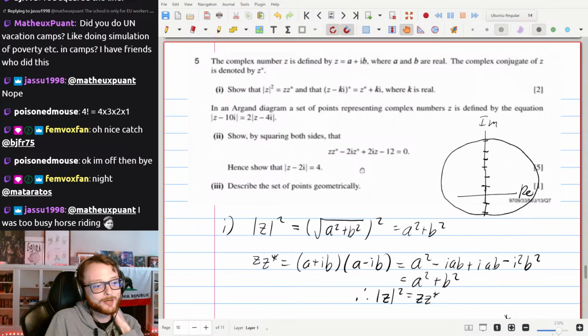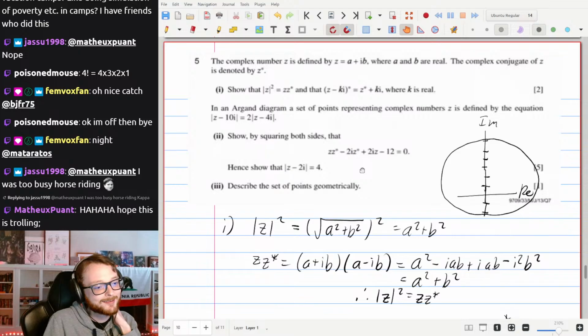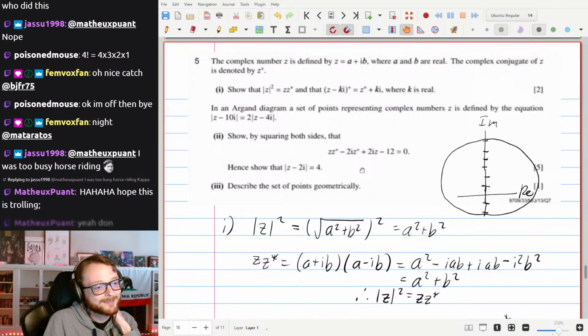Too busy horse riding. That's right. Jasu is a horse girl. Wait, you can simulate poverty? Or like the UN simulates poverty? I've never heard of that. As a vacation?